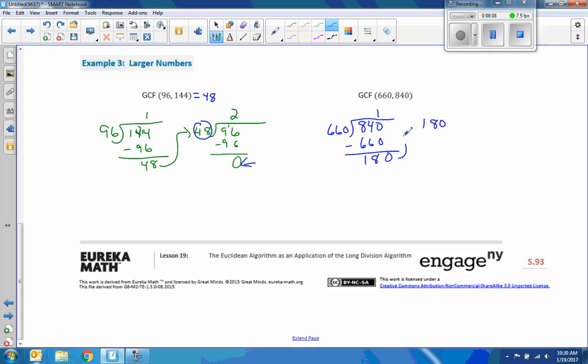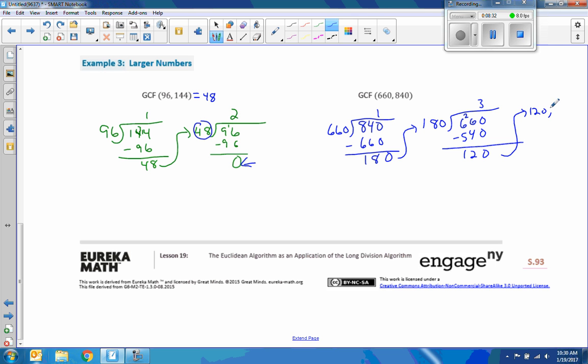Okay, now 840 and 660. 840 divided by 660, one time. Take our remainder, divide our divisor by it. I'm estimating here, 200 goes into 660 3 times, subtract, and continue.